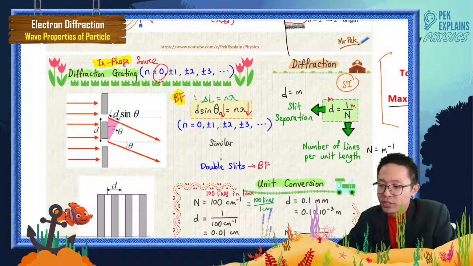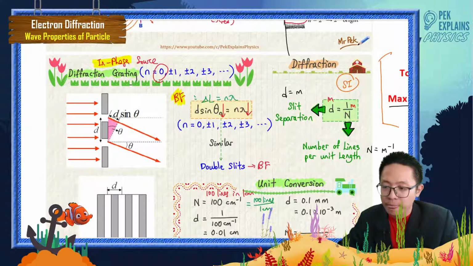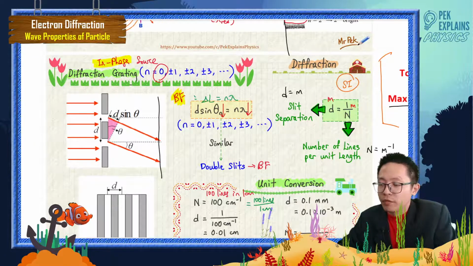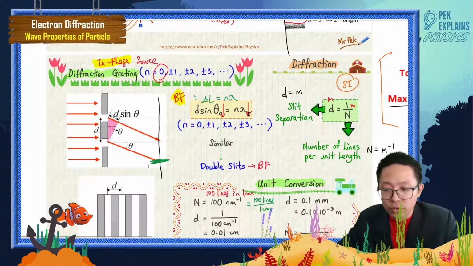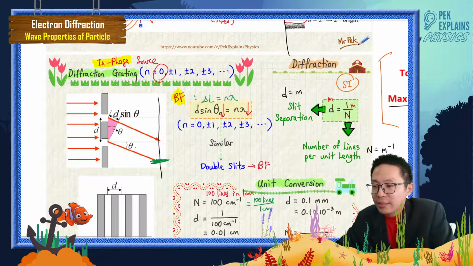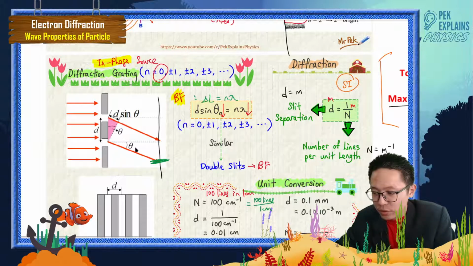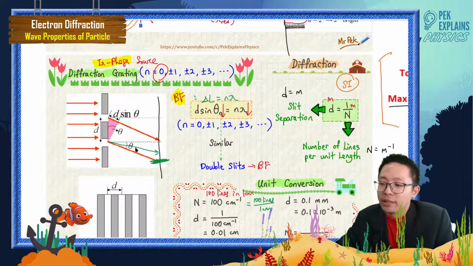if the original theta is this one, and now you have a screen here, you will form fringes over here. But when you use a smaller wavelength, you will get a smaller theta. Smaller theta means the light will shoot this way, over here.